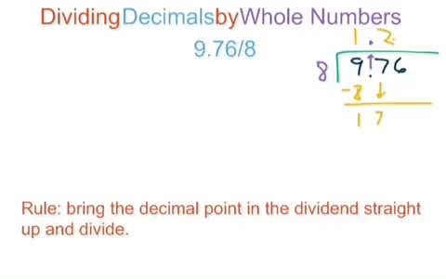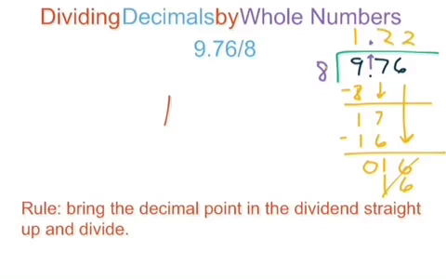8 times 2 is 16. So now I'm going to subtract again. 7 minus 6 is 1. 1 minus 1 is 0. And don't forget to bring down. Got 16 here. So 8 into 16 is even. 8 goes into 16 2 times. It cancels out. So my answer is 1 and 22 hundredths.